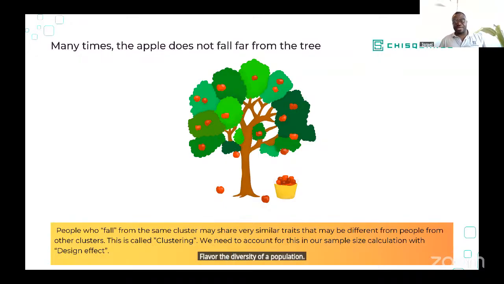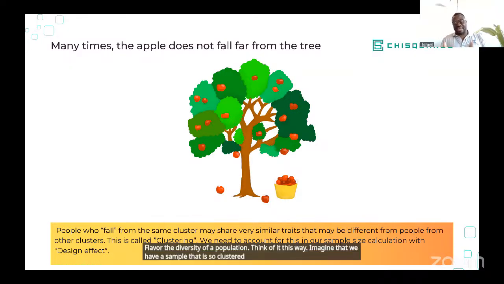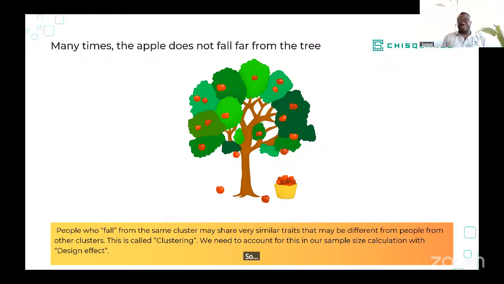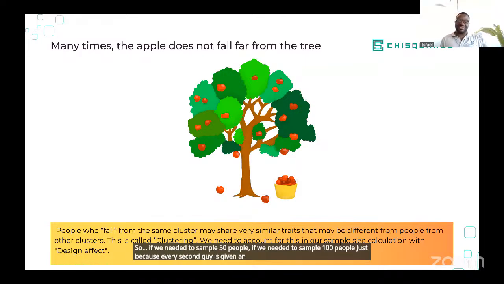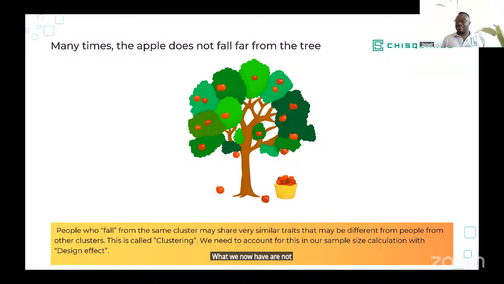Think of it this way. Imagine that we have a sample that is so clustered that every second individual gives us an identical answer as the first person before them. So if we needed to sample 50 people, or if we needed to sample 100 people, just because every second person gives an exact answer as the first person before them, what we now have are not 100 unique answers.